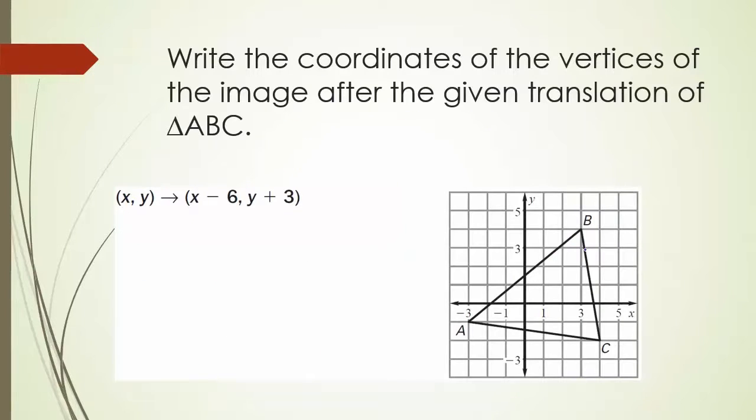Alright, checkpoint problem number 1 is yours. Write the coordinates of the vertices of the image after the given translation of triangle ABC. (x, y) is mapped onto (x minus 6, y plus 3).